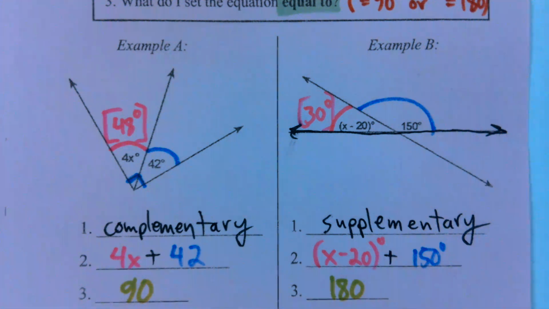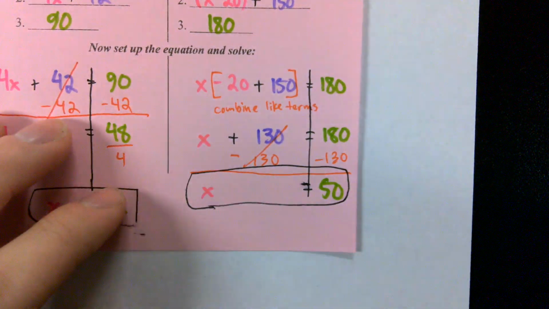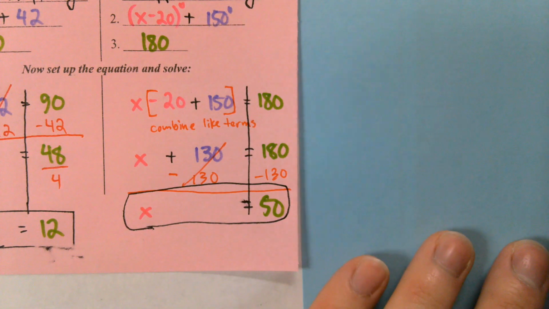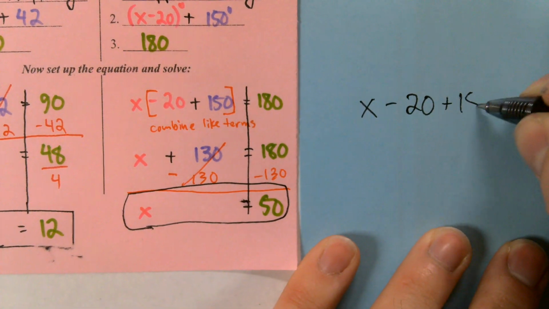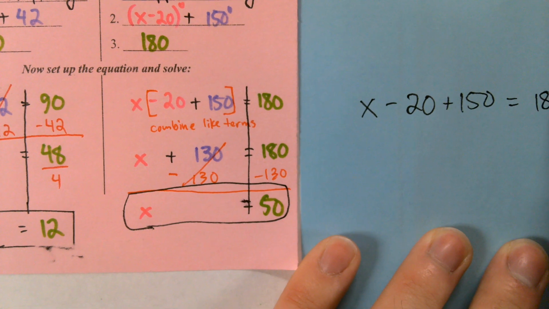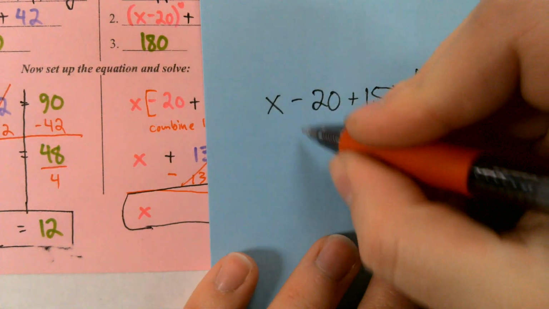But I want to take a look at what Jordan mentioned, because it brings up a good point. What if we didn't think to combine like terms, right? We don't always know exactly what to do, and that's fine. No one should be expected to always know exactly what to do. So let's just work it out and see if Jordan's way would have worked. X minus 20 plus 150 equals 180. Jordan said, I'm going to add 20 to both sides. That sounds good to me.